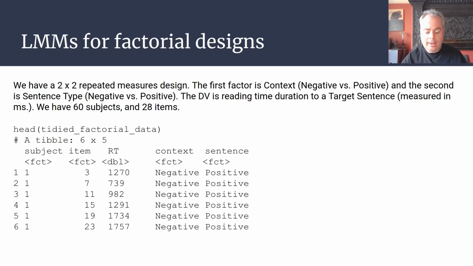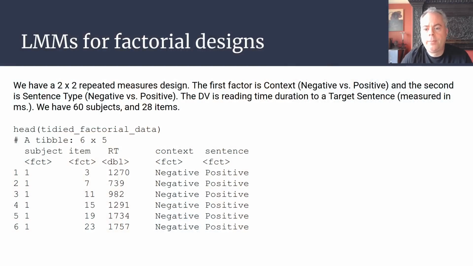So this is the first thing we're going to look at. It's a mixed model for a design where we have two experimental factors, each with two levels, so a 2 by 2 repeated measures design. That means we've got 4 conditions, and each participant sees items from each of those 4 conditions. The first factor is context, whether the context is negative or positive. And the second factor is sentence type, whether the sentence has a negative or positive meaning.